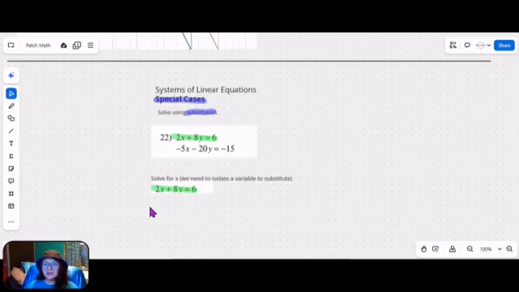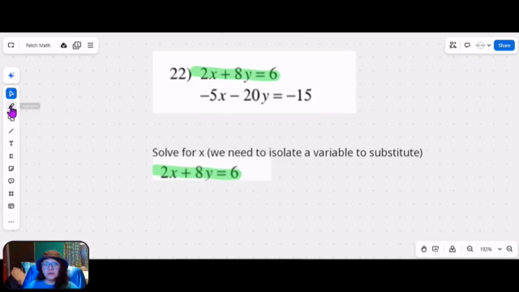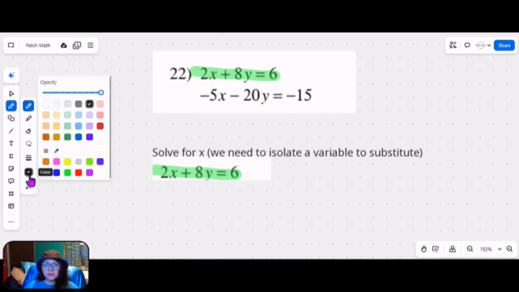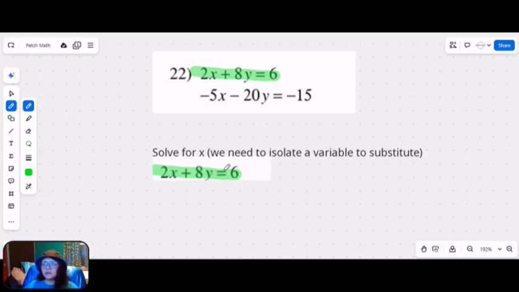All right, so we are going to solve for x there, and I put a little note just to remind you of what I am doing. With that being said, it is important to note that when we are doing substitution, the goal is to get one of the equations isolated for one of the variables so we can substitute it into the other equation.